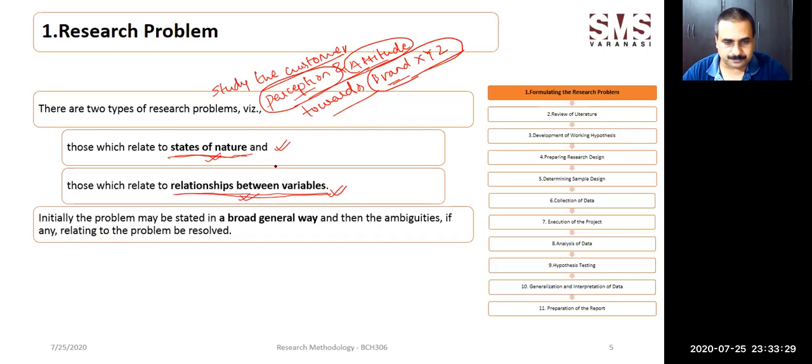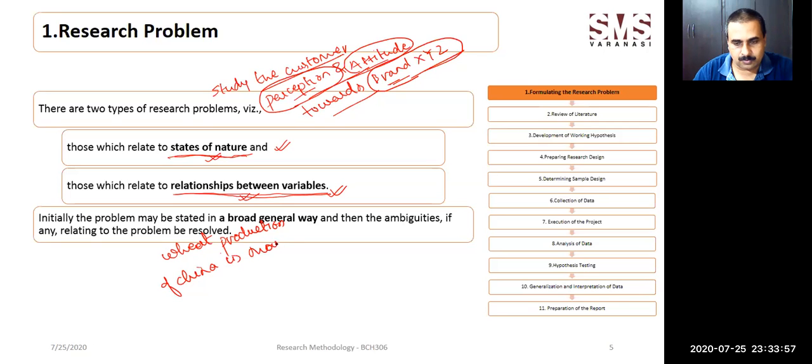Next would be, initially problem may be stated in a broader or general way, and then ambiguities, if any, relating to the problem be resolved. Now we have to take one particular example to understand this thing. For example, wheat production of China is more than India.